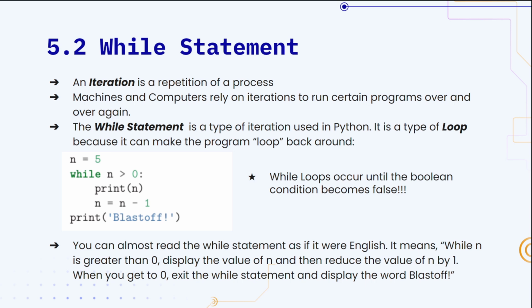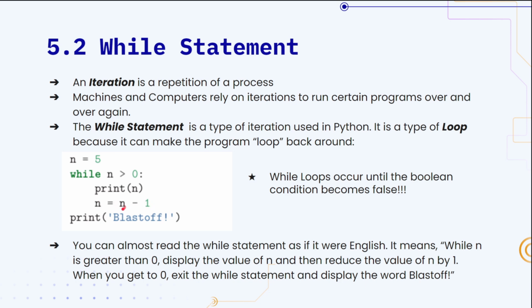A common one we use is the while statement, and it is written exactly how it runs, as you can see over here. We're going to decipher this. We first set n equal to 5, and now we're saying while n is greater than 0, print n. Because n is greater than 0, it's going to run this: it's going to print n, and then set n equal to n minus 1.